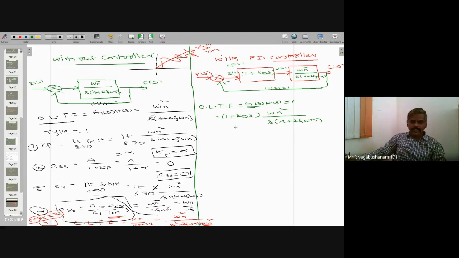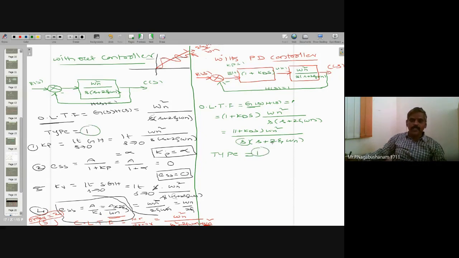Now, what is the type number? If you multiply this, you will get 1 plus Kd into S times omega n square divided by S into S plus 2 zeta omega n. The type number is 1. Check the number of poles at the origin. There won't be any change. Even though you are introducing a PD controller in the forward path, its type number is not changing. The original type number is 1, and now it is also 1. There is no change in type number.